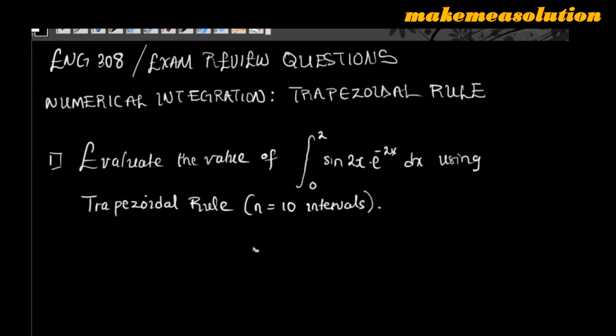Now the essence of numerical integration arises because so many times there are some integrals that you can't just evaluate analytically. But if you have an idea of some techniques like the trapezoidal rule or Simpson's rule or rectangular rule, you could use them to get an approximate value of that integral. So let's see how to use the trapezoidal rule to evaluate this integral.